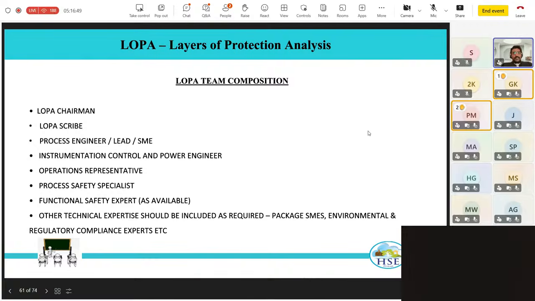Now let's look at the LOPA team composition. Again, it's a LOPA chairman, LOPA scribe, process engineer, lead SME, instrumentation and control, and power engineer. The instrument engineer is very important. In the other case, in the handoff, we said the instrumentation can be non-continuous or on and off. But in LOPA sessions, it is mandatory to have the instrumentation person full time on the forum or on the call. And when they say power engineer, it is usually power backup to the instrumentation.